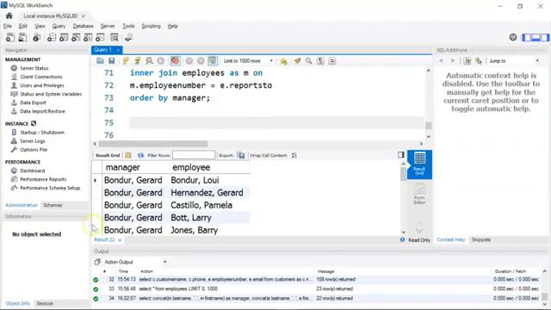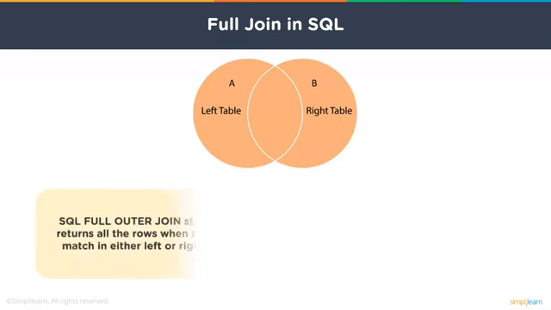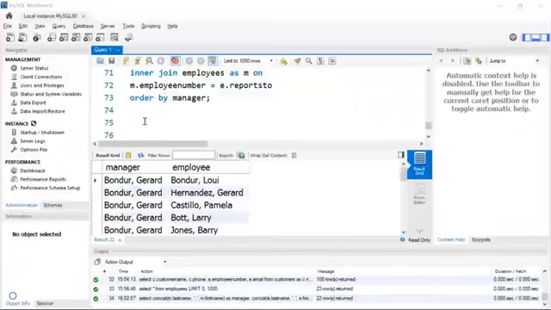Alright, now moving ahead. Now let's see what a full join is. So SQL full outer join statement returns all the rows when there is a match in either left or right table. Now you must remember that MySQL Workbench does not support full outer join by default, but there's a way to do it. So by default, this is how the syntax of full outer join looks like. Now this statement will work on other SQL databases like Microsoft SQL Server, but it won't work on MySQL Workbench. I'll show you the right way of using full outer join on MySQL Workbench.